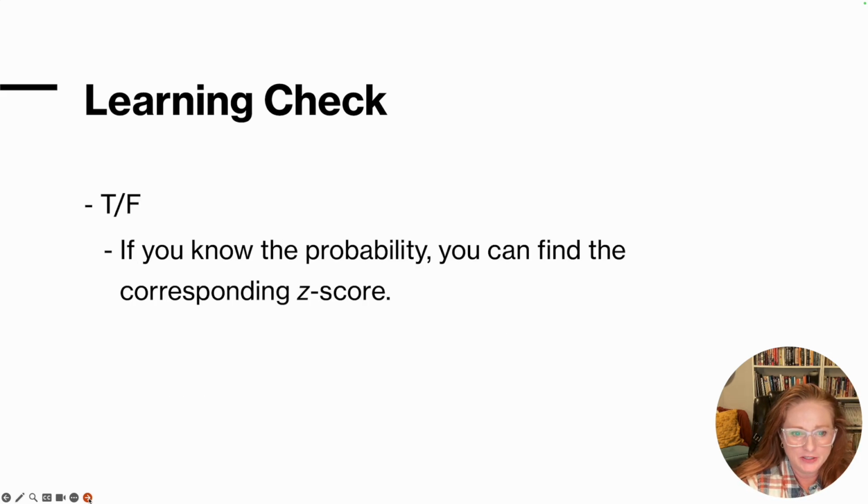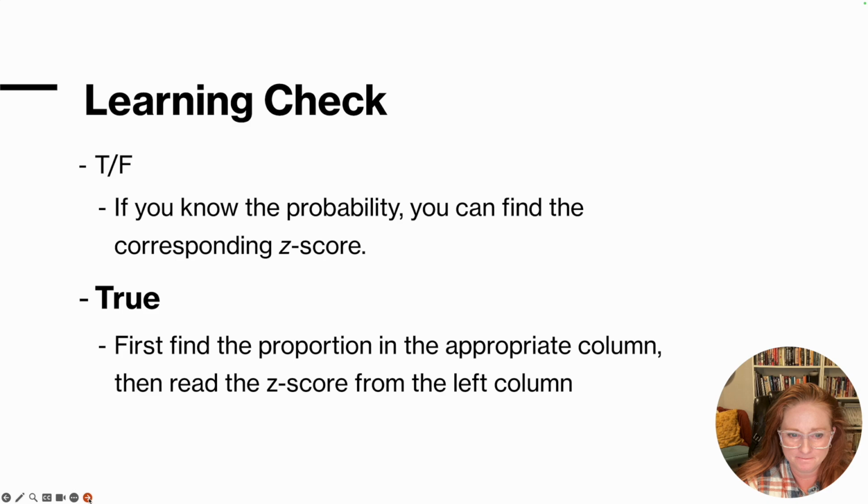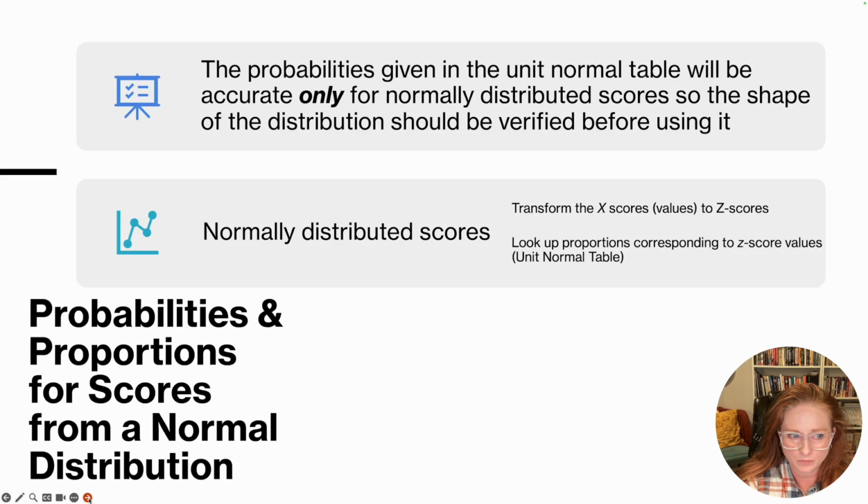If you know the probability, you can find the corresponding z-score. If it helps, read it backwards. If you know the z-score, can you find the probability? And so if you know the probability, you can find the corresponding z-score. Yes. Okay. The probabilities given in the unit normal table will be accurate only for normally distributed scores. Meaning, you can't use it on a skewed distribution. You need to verify that you're dealing with a normally distributed set of scores before you use the unit normal table.